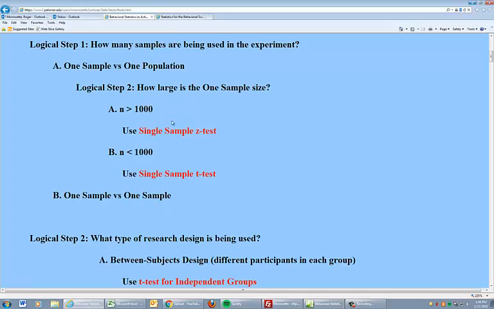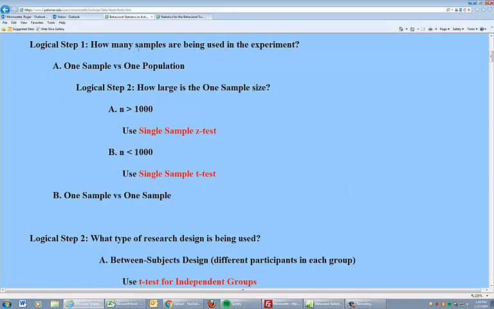And again, a population is an enormous body, so you'd have to have one small sample of, say, less than 100 or whatever. It could be 1,000, but it's a lot less than a population, which is going to be 10,000, 1,000,000, something like that. So the next logical step is how large is that single sample? If it's greater than 1,000, we're going to use the single sample z-test. If it's less than 1,000, we're going to use the single sample t-test. The lessons below will show these tests and how to solve them.